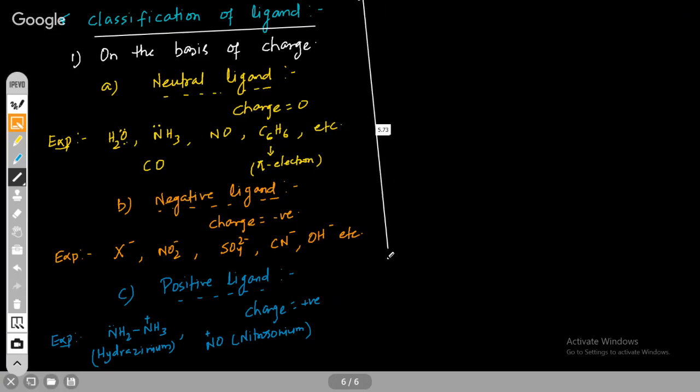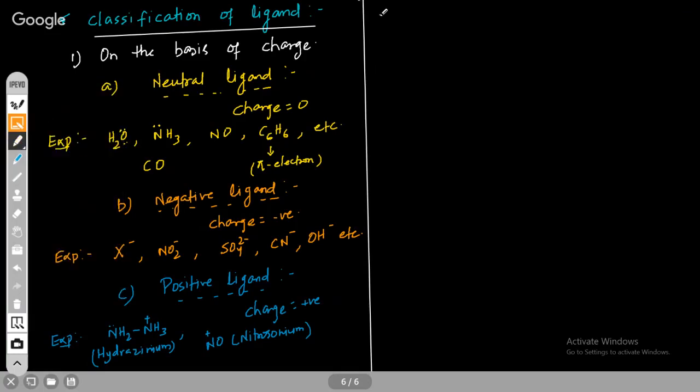The next one is classification on the basis of denticity. First of all, write down the definition of denticity. What is denticity? Definition you write down.